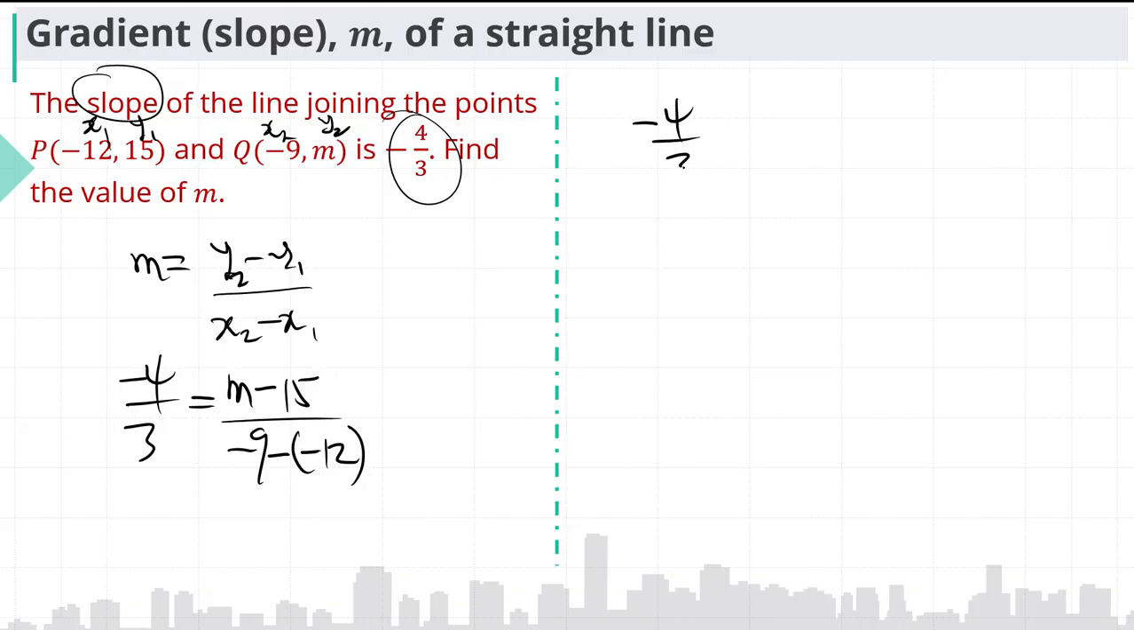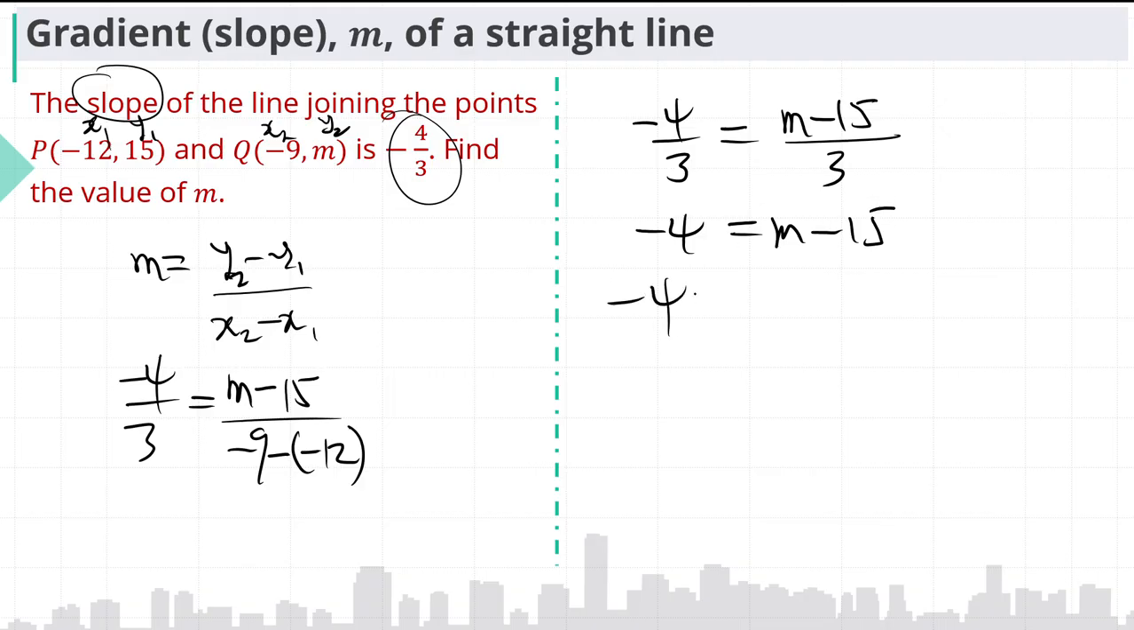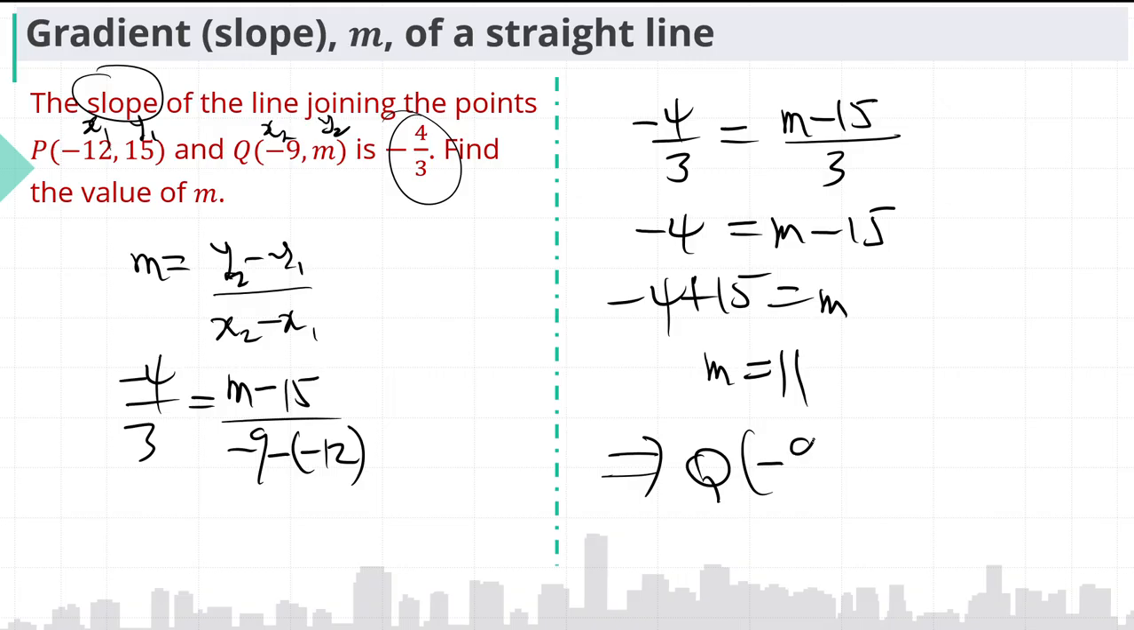So we get minus 4 divided by 3 equals (m minus 15) divided by 3. Now when we multiply both sides by 3, the fraction is cleared. So we now get the value of m to be equal to 11. It tells us that the coordinate of the point Q is (minus 9, 11).